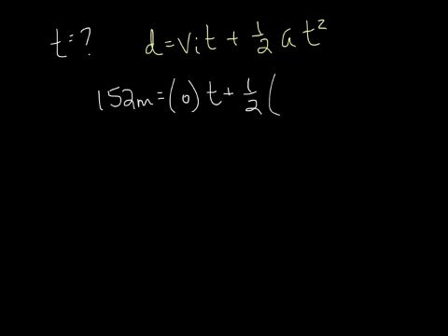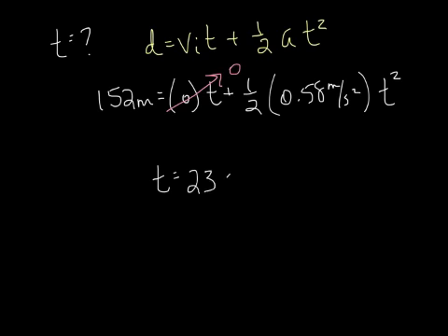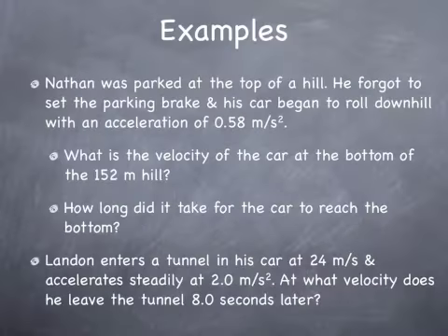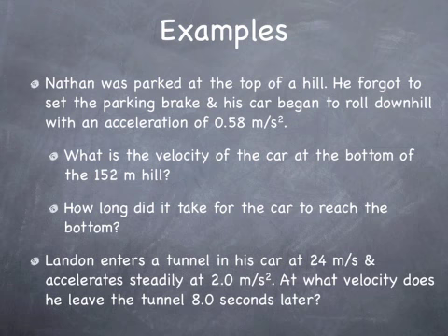Okay, so again, we plug in all of the values that we know, and the equation will look like this. Since V initial equals 0, 0 times t is 0, so that term will go away. Using numerical solve, put this in your calculator, and you will find that t is equal to 23 seconds. Box your answer. Now write down the second example about Landon entering a tunnel in his car.